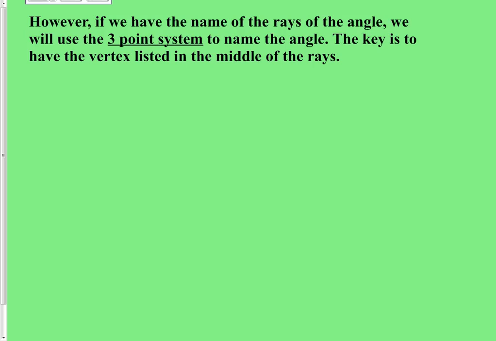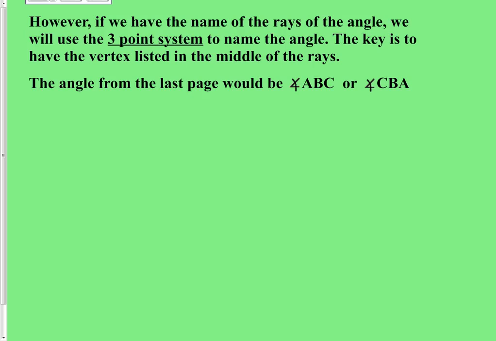And there is a trick to naming angles. You absolutely must list the vertex of the angle as the second point out of the 3 that you are using to name it. Okay, so the vertex gets listed just like it is in the diagram. It gets listed in the middle of the rays. So the angle from the last page, which you should have right there in front of you on your paper, would be either angle ABC or angle CBA. Okay, but notice on either one of those possible names, B is listed second. B is the vertex, so it is listed in the middle of the 3 points when we name our angles.